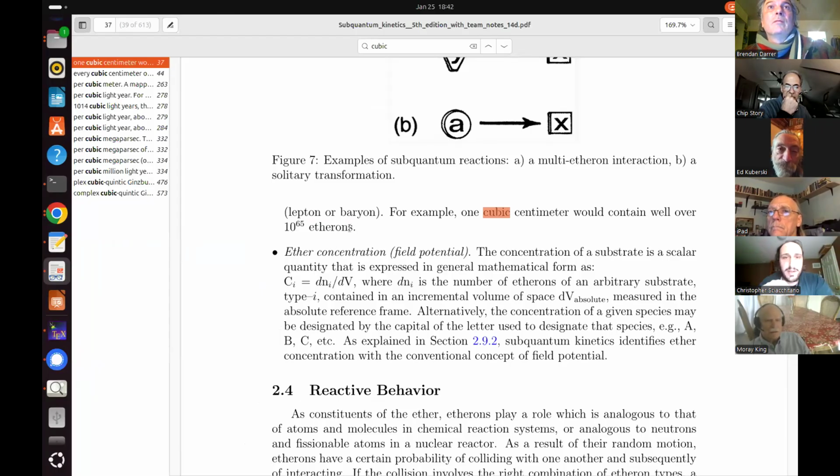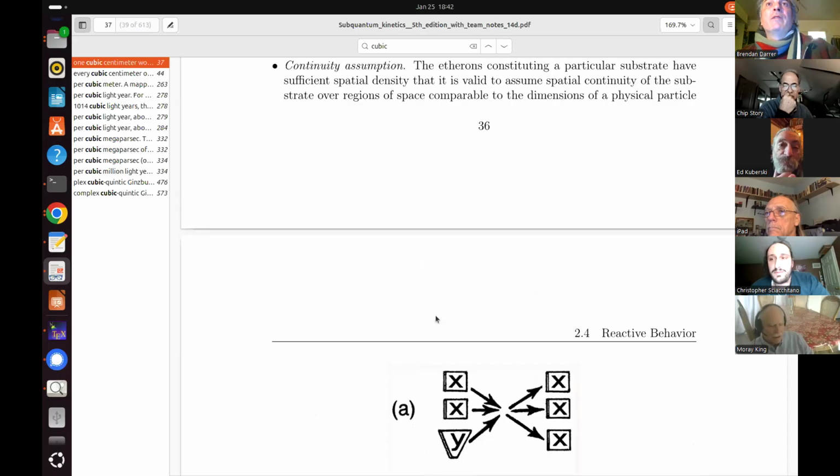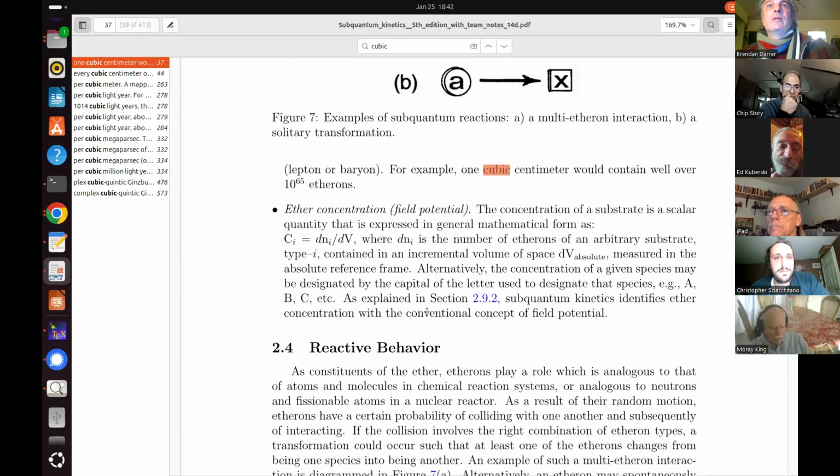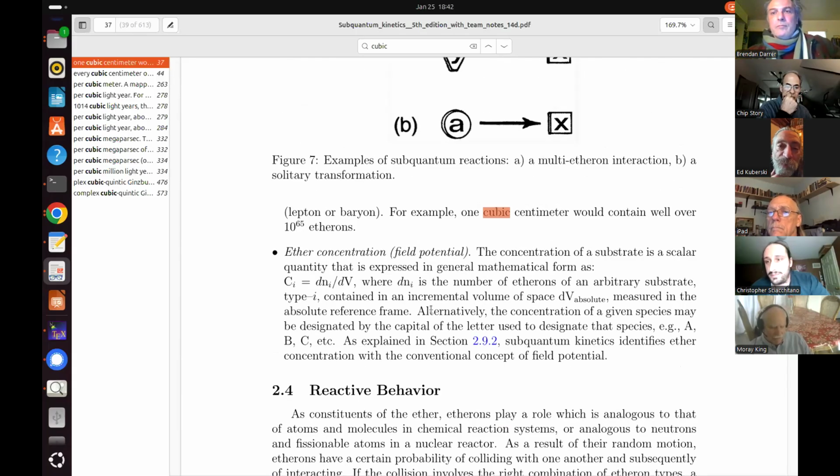So wait, Brendan, doesn't that mean it would have to be even smaller than 10 to the 65? Yeah. He says, for example, 1 cubic centimeter would contain well over 10 to the 65 etherons. Right, now we got our answer. There might be a reference here somewhere for how he got that. So we could do the math to figure out how big that is, essentially, right?